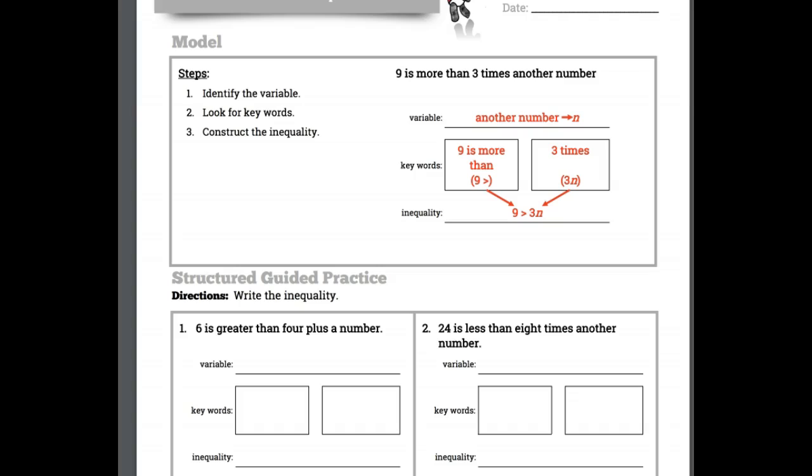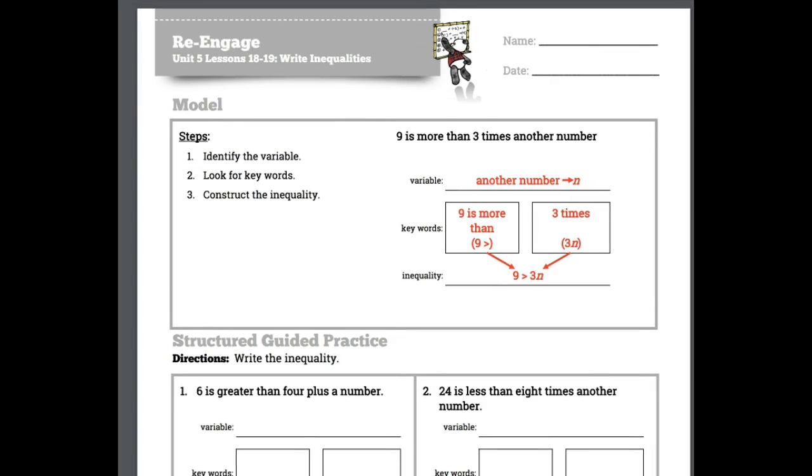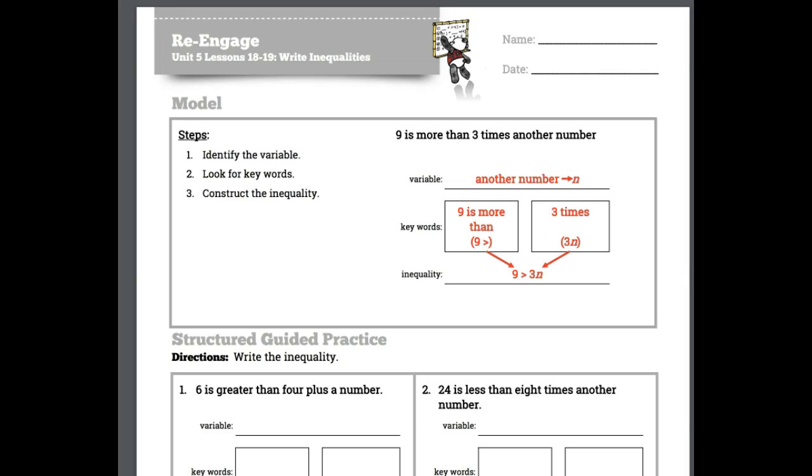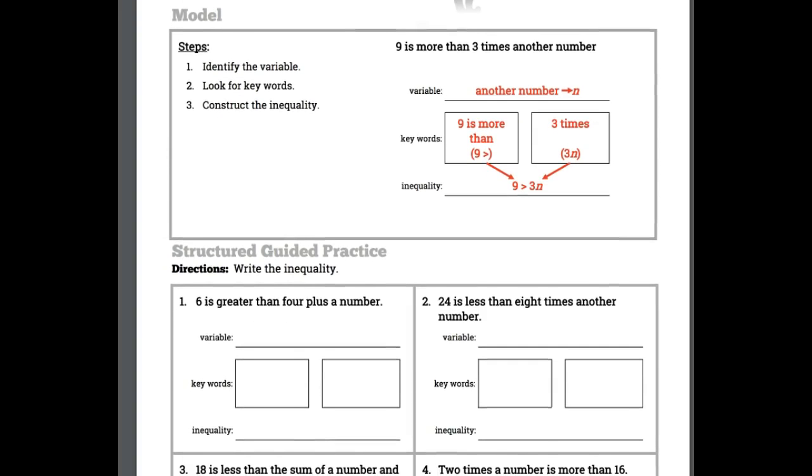So the substitute is going to hand out the first page, which is the re-engage page. It'll look like this. Re-engage Unit 5, Lessons 18 through 19. Write inequalities. And you are to write your first and last name, and where it says date, put the math period. And these pages are going to be turned in at the end of the period. This is your credit for classwork.